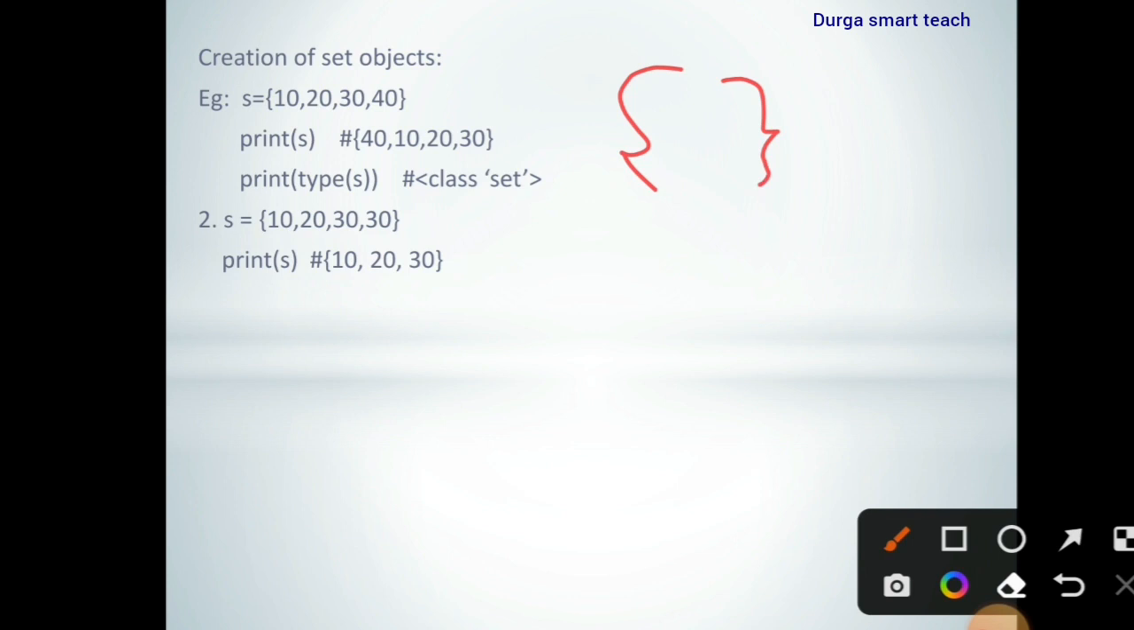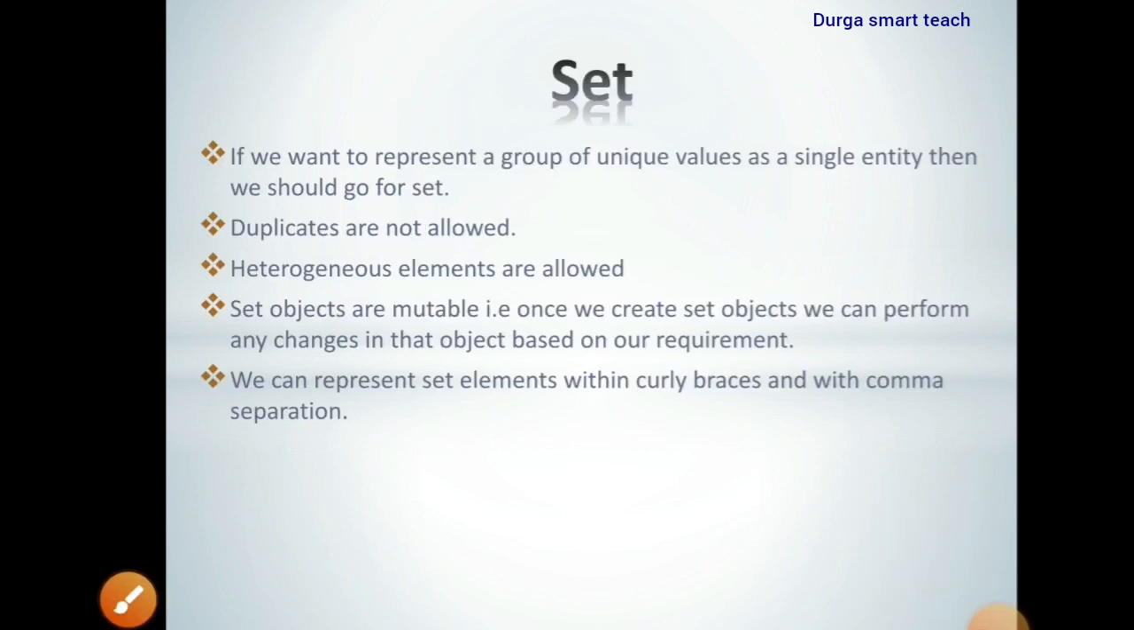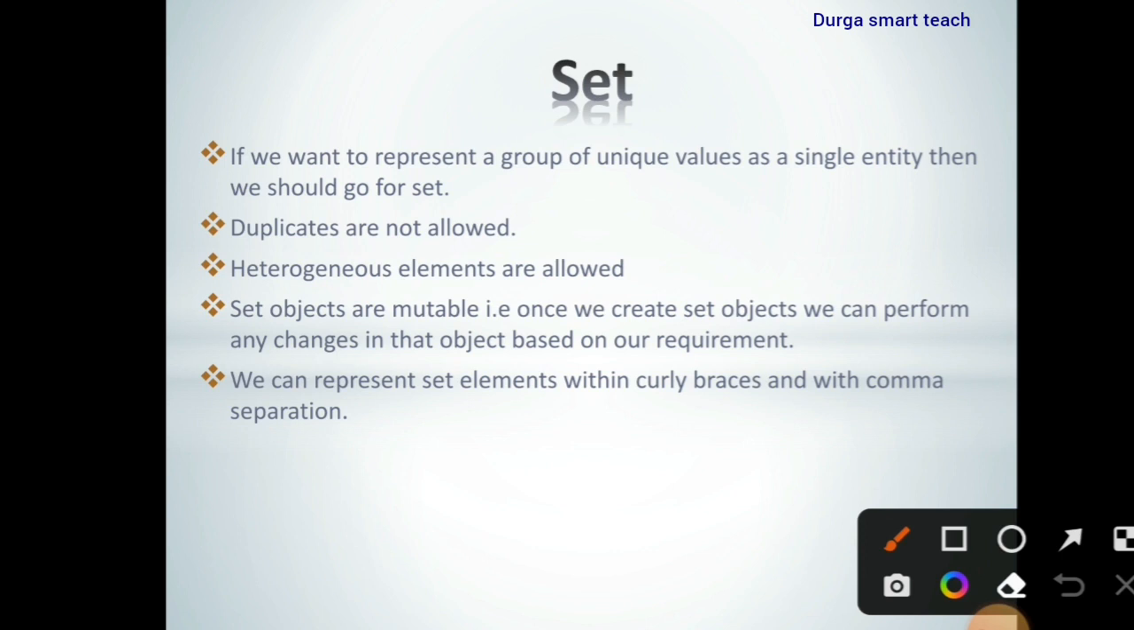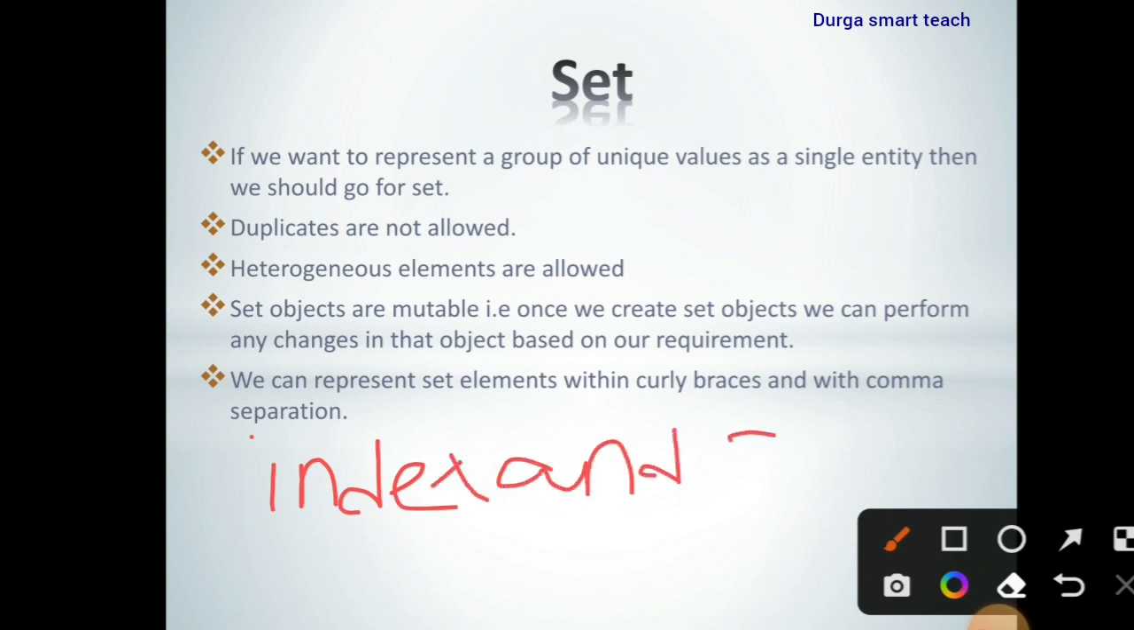Okay, so one more point. Set does not allow indexing and slicing. Normally in list and tuples it contains a positive index as well as negative index. Yes, but in set it does not allow positive index as well as negative index. Index is not possible in set.